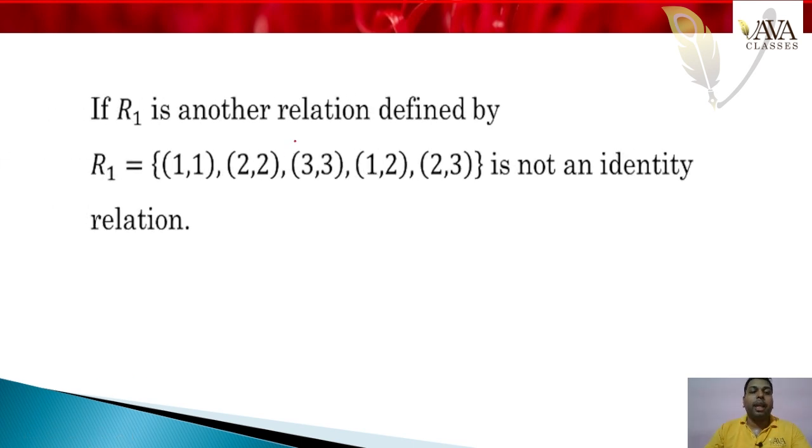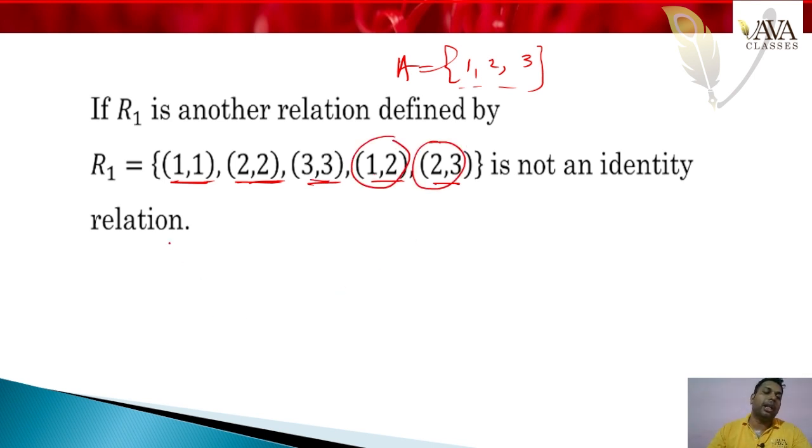Understand, students? Now, if R1 is another relation defined by R1 equal to {(1,1), (2,2), (3,3), (1,2), (2,3)}, it is not an identity relation on the set A equal to {1, 2, 3}, because A contains 3 elements 1, 2, 3. Since (1,1), (2,2), (3,3) is there, but it contains more extra elements, so it is not an identity relation. If these two elements are removed, then it becomes an identity relation.